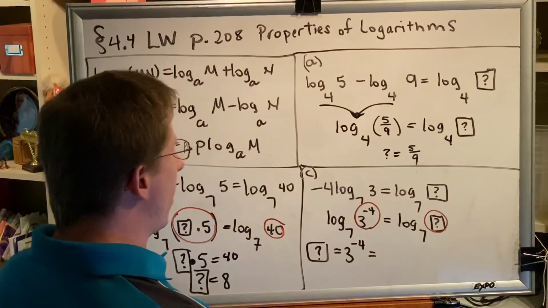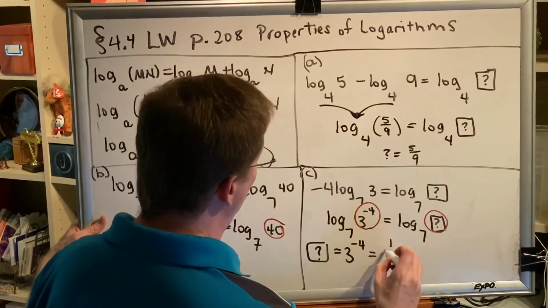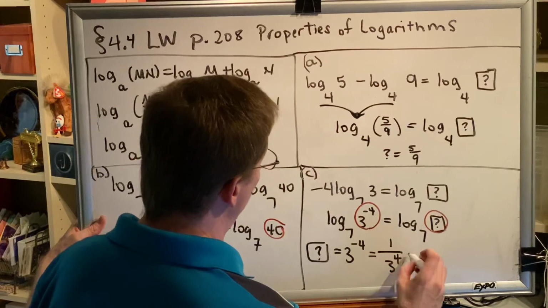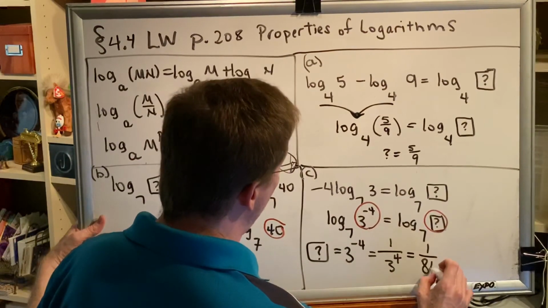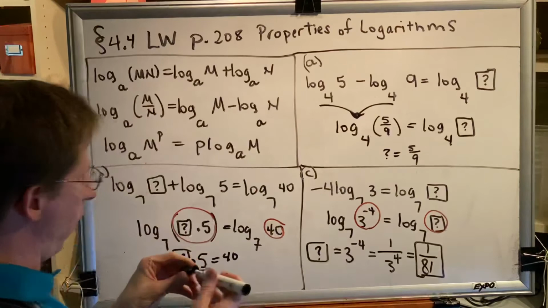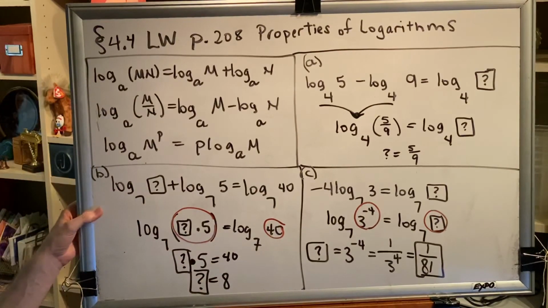Using our intermediate algebra exponent rules, this is the same as 1 over 3 to the 4th power, which is 1 over 81. So our final answer for this problem is the fraction 1 over 81.